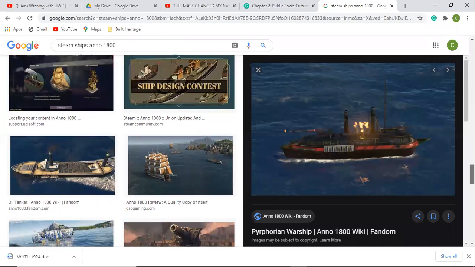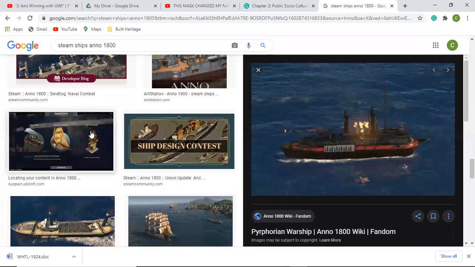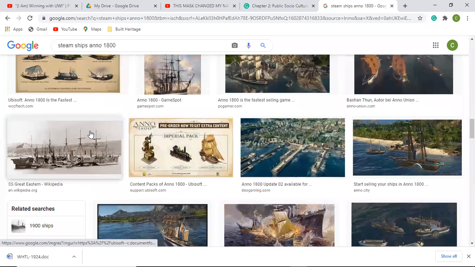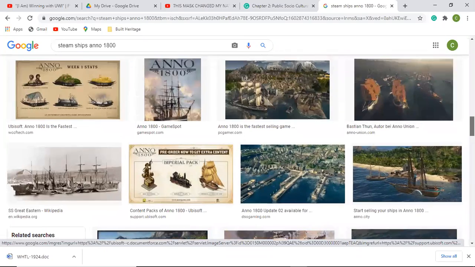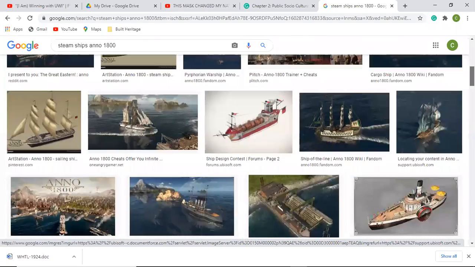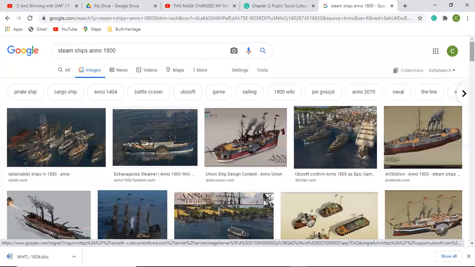So we know for sure, ladies, that before the steamship, they usually had some very cheap, well, not cheap, I shouldn't say cheap, but the ships.